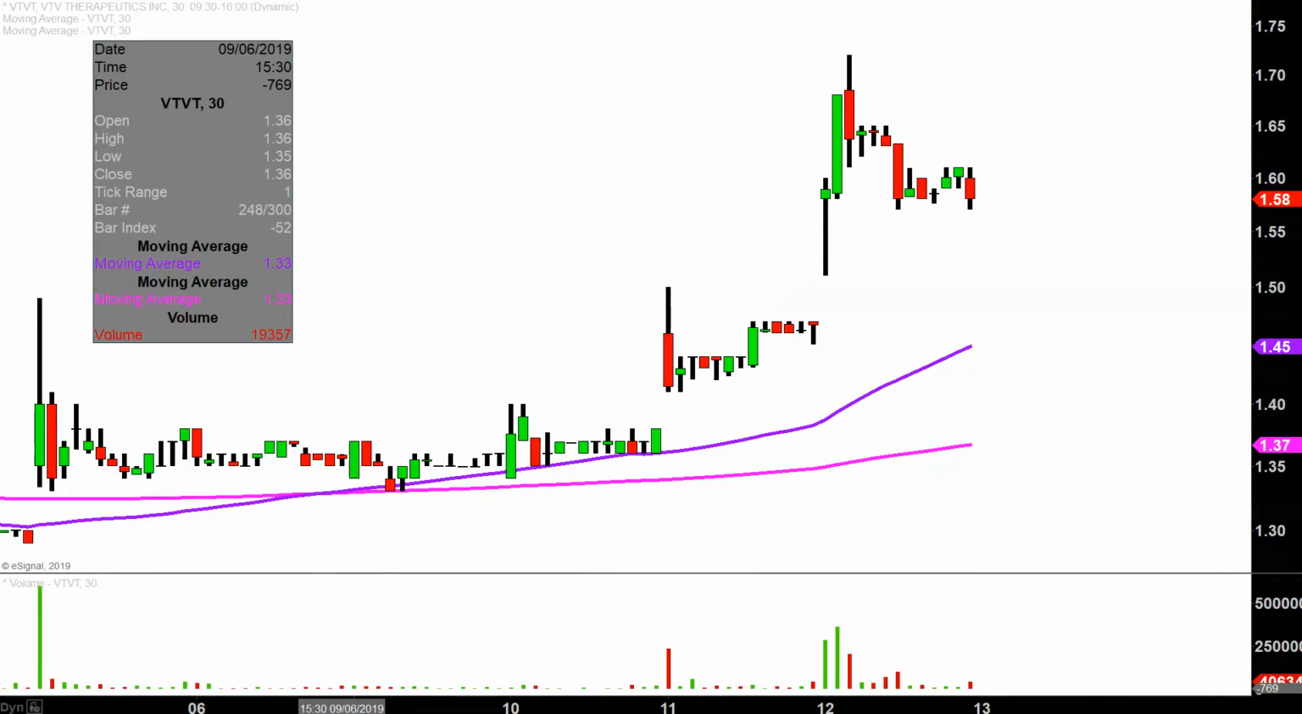Real quick, what do I mean by 30-minute in case maybe you're new to charts? Instead of each one of these candlesticks here representing 1 day's worth of price action, which is what you would normally see, each one represents 30 minutes. So all this here may look like several days worth of time. It's actually today's price action broken down into 30-minute time slices.